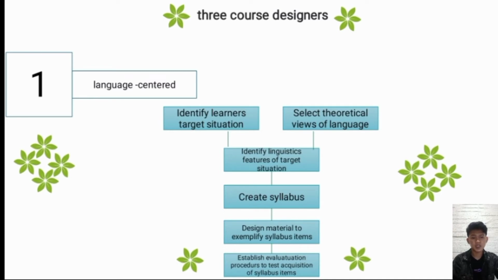The first is language centered, the second is skill centered, and the third is learning centered. And then the first is language centered course design. This process aims to draw as direct a relationship as possible between target situation analysis and ESP course content design. And then this goes on as follows.